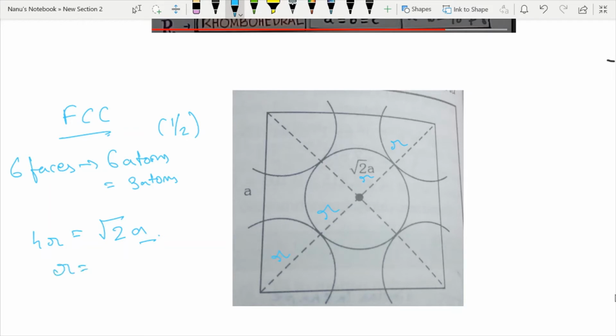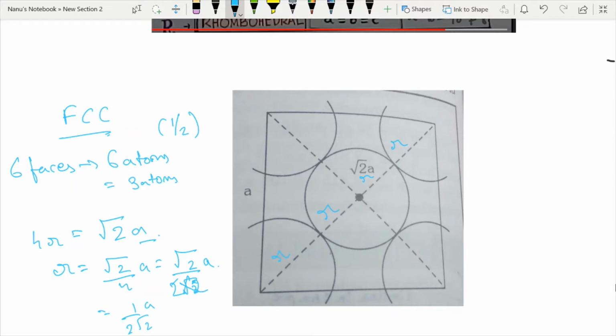Then R will be root 2 by 4 A, which will be nothing but root 2, it's 2, and 2 by 2 into 2, so this will become 2 root 2 A. Okay, so did I do it correctly? So this will be 2 into 2, and the root 2 will cancel, and this will become 1 by 2 root 2 A. Okay, yeah, that's it.